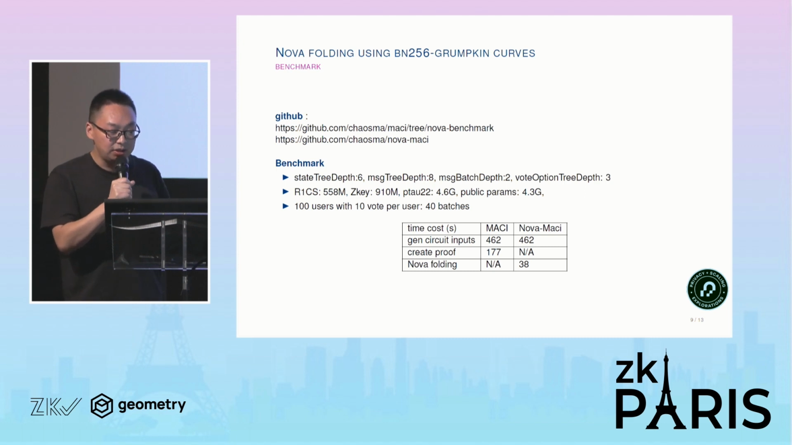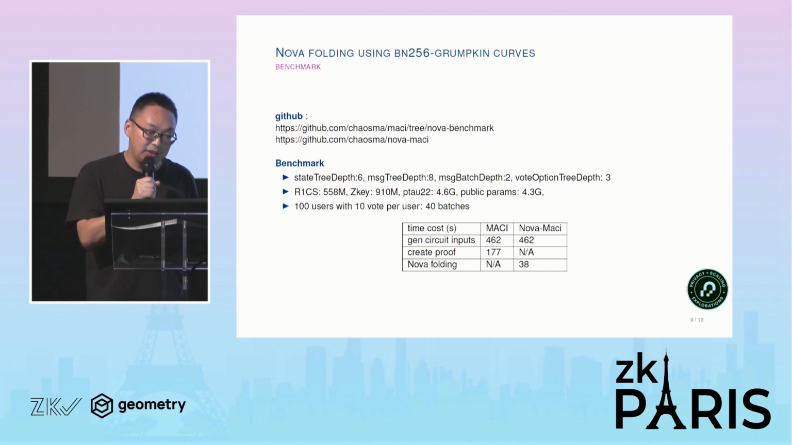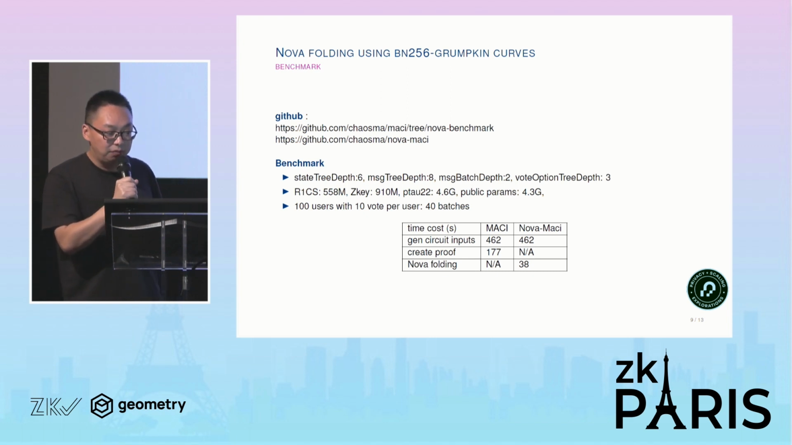So with all of this setup, the R1CS file is about 500 megabytes, and the zkey is 1 gigabyte. The PTAU file and the public parameters for Nova are of similar size, like 4 gigabytes. So this gives you some rough idea of the size of the circuit.